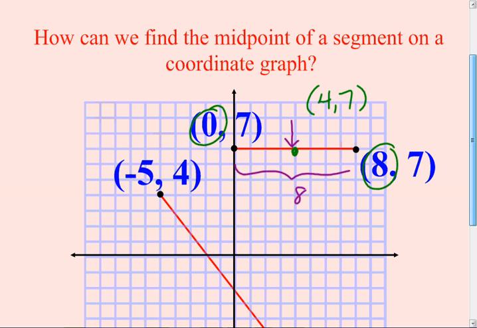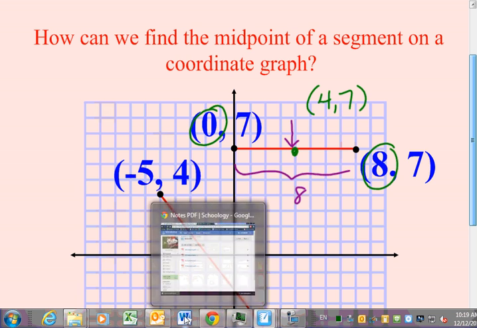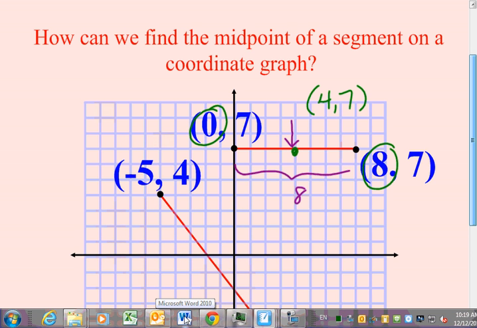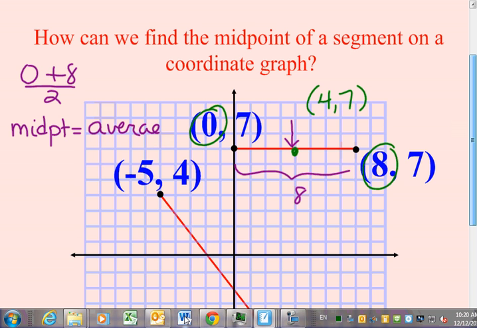The easy way is just like trapezoids, and actually, if you were in quadratic last year, you did parabolas. If you were in 8th grade, you probably didn't do parabolas. It's the easy way to find the axis of symmetry. All I do is add them up, 0 plus 8, and I divide by 2. It's an average. A midpoint is an average. How do you average two numbers? You add them up and divide by how many numbers you have.